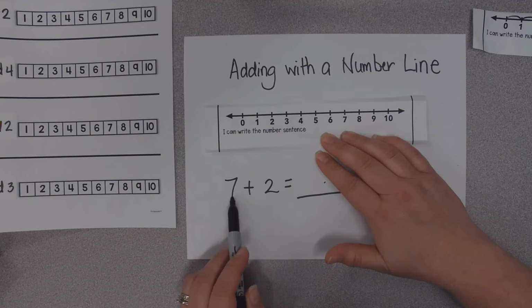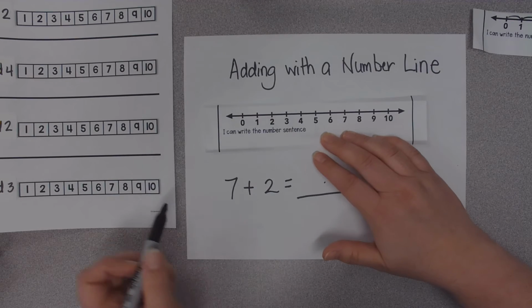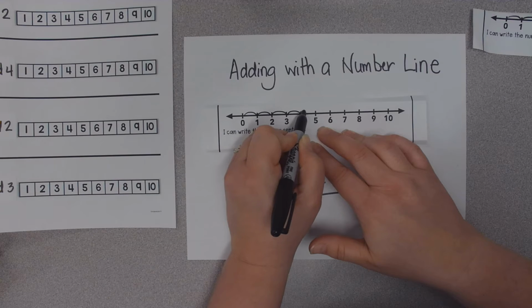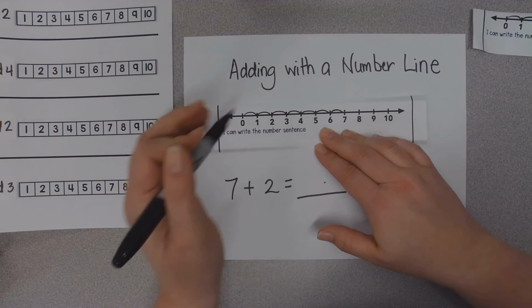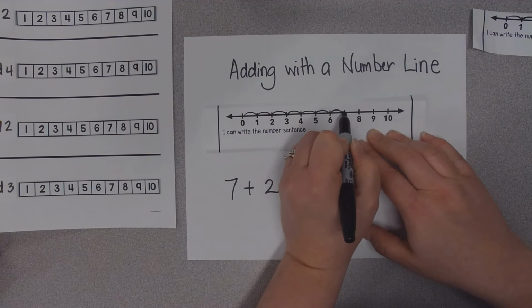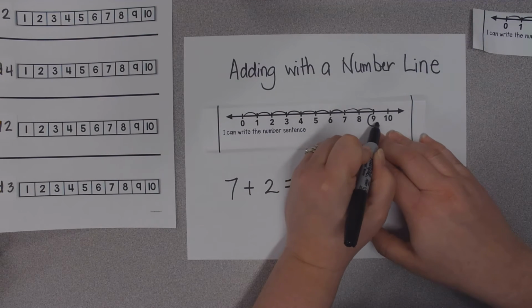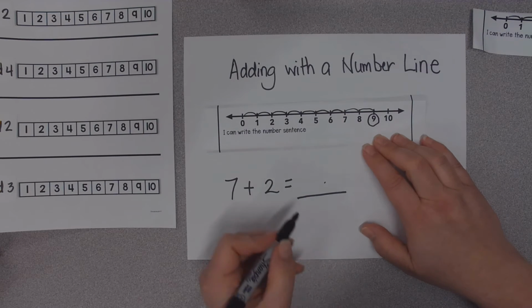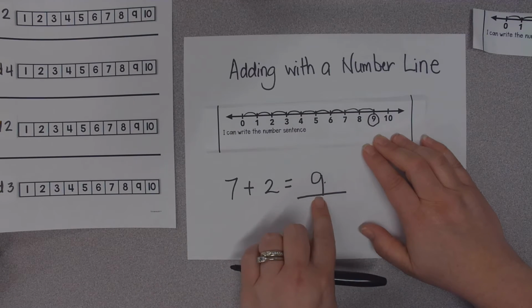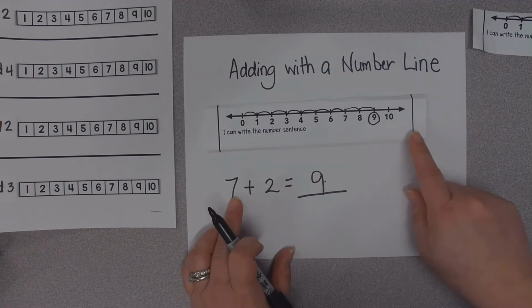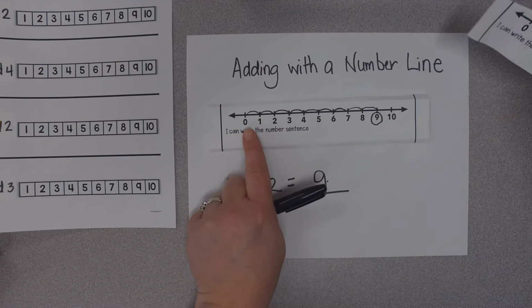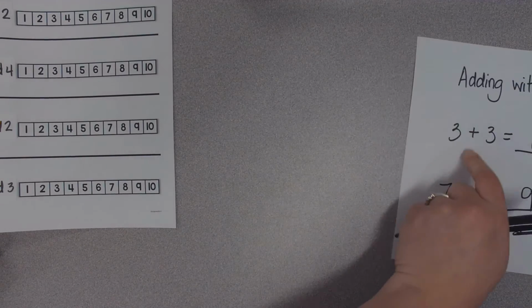I'll start with my first number and make how many jumps? 7 jumps. So start at the 0. 1, 2, 3, 4, 5, 6, 7. And I'm adding 2 more. So I'm going to start here and add 2 more. And where does that get me to? 9. There we go. 7 and 2 is the same as 9. Okay, so that's how you use a number line like this that starts with a 0. You can make your jumps, and you can use that kind of number line.